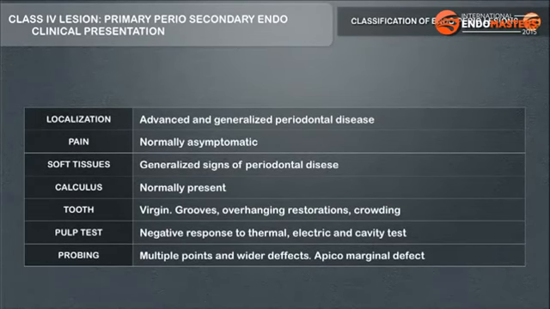Clinical presentation of class 4 lesions. The characteristics of the class 4 lesions are pretty similar to the class 2 lesions. The main difference is that in class 4 lesions, as there is also pulp disease established, there is a negative response to thermal, electric or cavity test. Clinically and radiographically, huge apicomarginal defects can be appreciated.